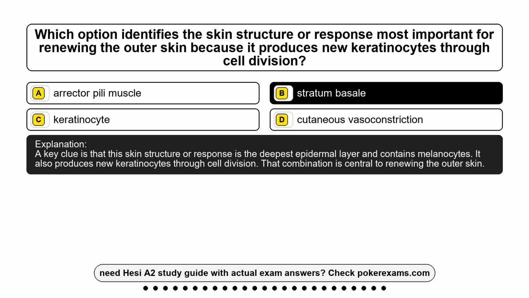A key clue is that this skin structure or response is the deepest epidermal layer and contains melanocytes. It also produces new keratinocytes through cell division. That combination is central to renewing the outer skin.